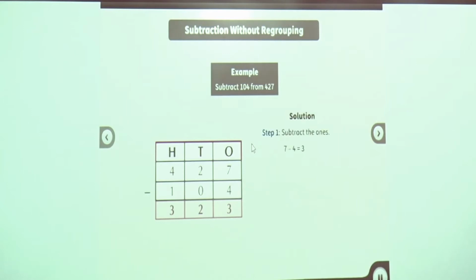First, subtract the ones. So, 7 minus 4 is equal to 3. Second, subtract the tens. So, 2 minus 0 is equal to 2. Next, subtract the hundreds. So, 4 minus 1 is equal to 3. Thus, 427 minus 104 is equal to 323.